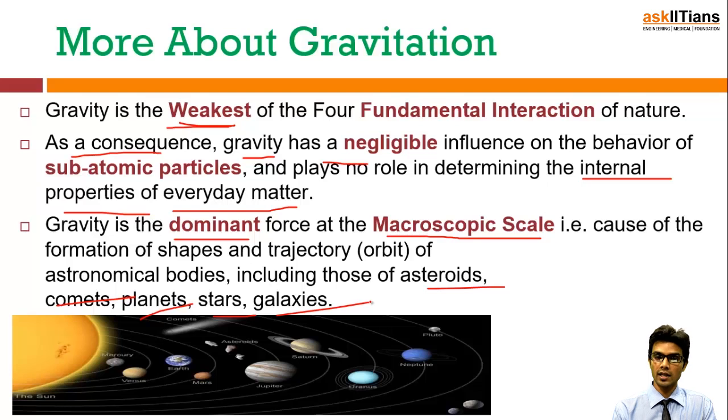since force of attraction is directly proportional to the mass of the body. So if the body is microscopic, there is a smaller mass, and force is directly proportional to mass. So smaller mass means smaller force. If mass is bigger, then force will be higher. So F is directly proportional to m. That's why gravity is the dominant force at the macroscopic scale and has negligible influence on smaller particles like subatomic particles.